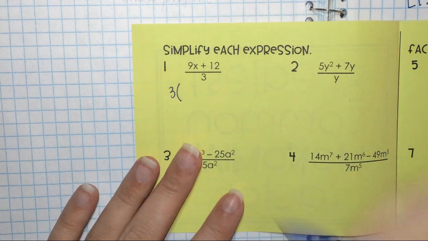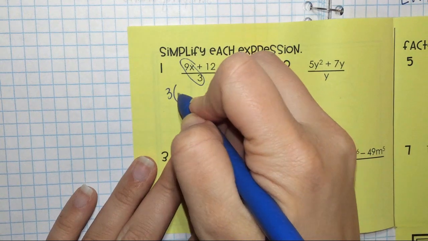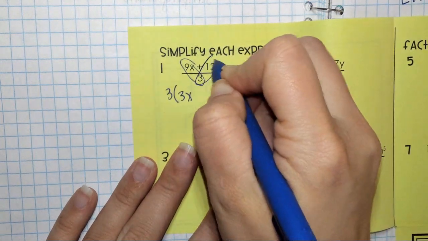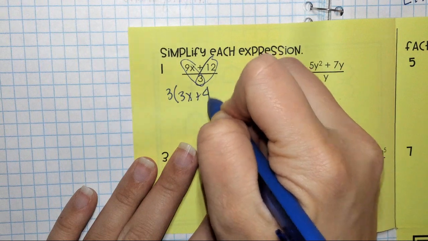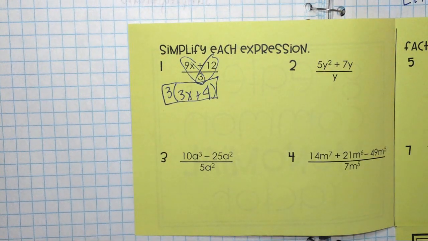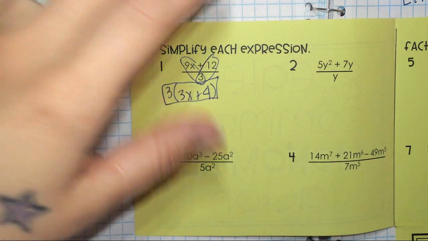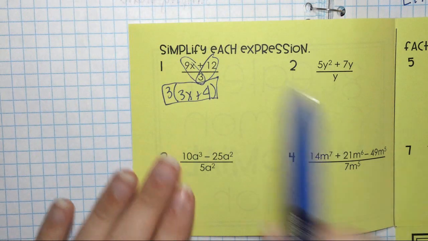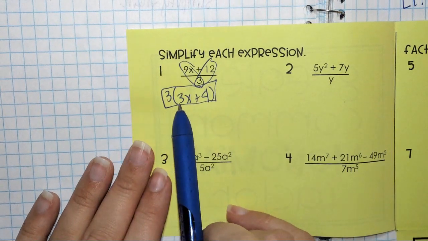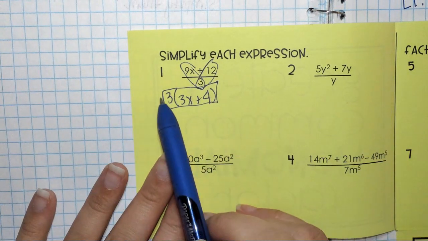And what's 9x divided by 3? 3x. Good, take a point. And what is 12 divided by 3? 4. Ta-da, you're done. And when you factor out a monomial from any polynomial, you have to put it on the outside of the parentheses because it's still part of that problem. So it doesn't just disappear. You have to bring it to the outside.